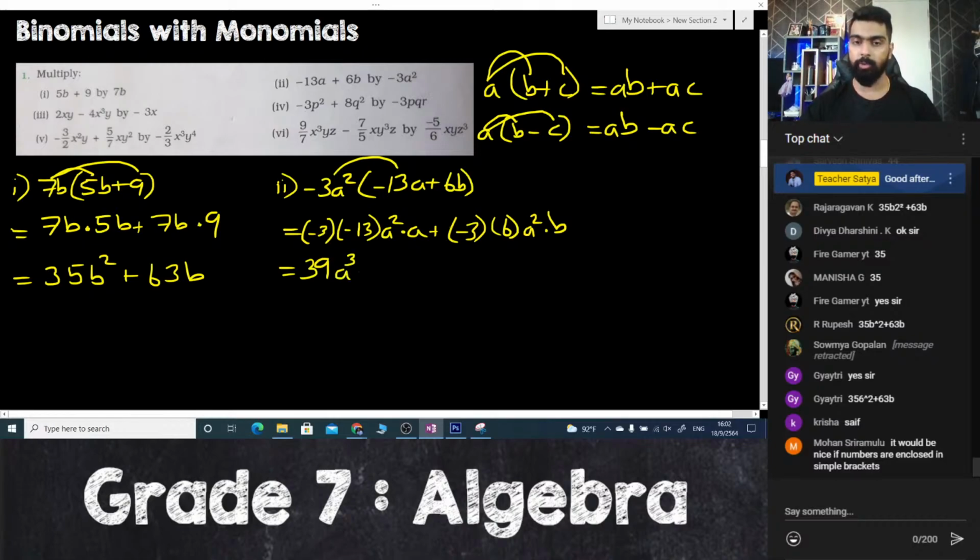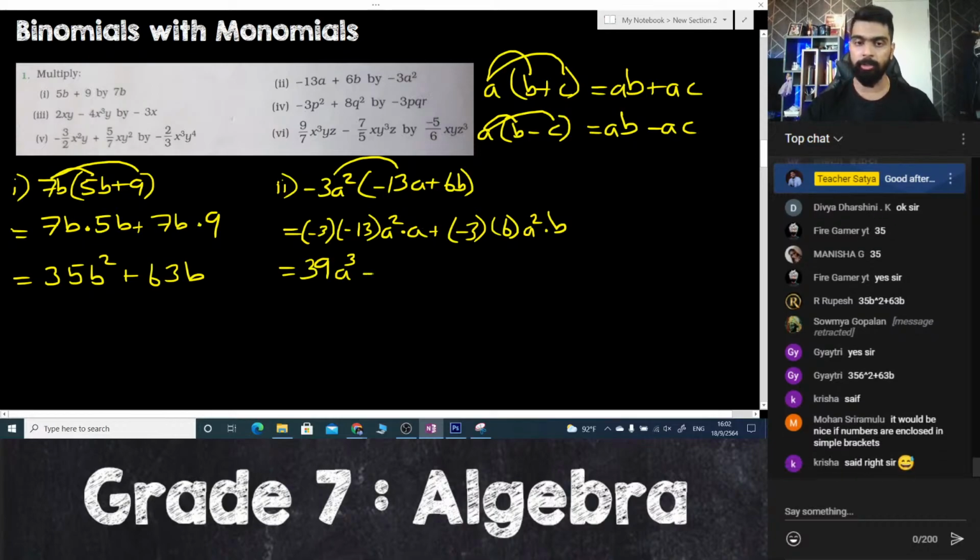And going to the next one, now take a look at this, guys. Plus times minus will give us minus, so this one will be minus. And now 3 times 6 is going to give us 18, and a squared multiplied by b is a squared b. There we go, guys.